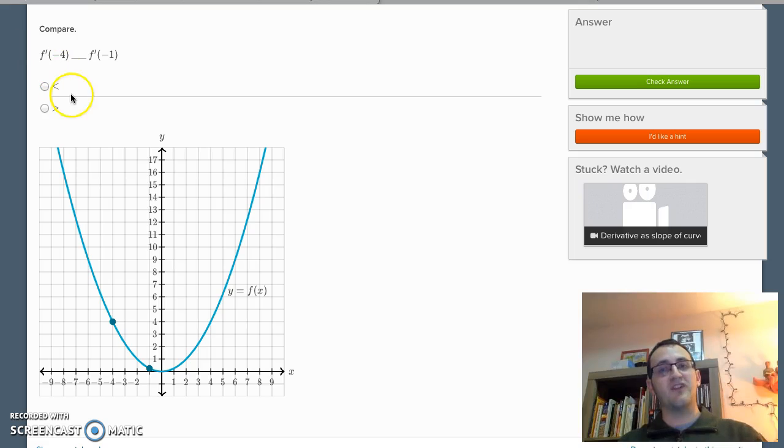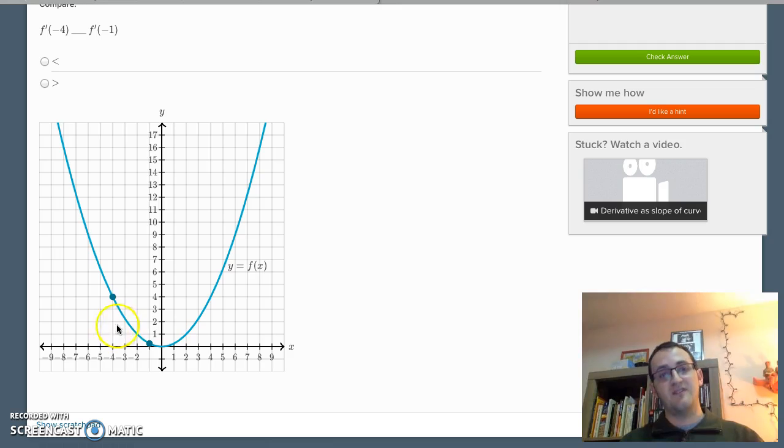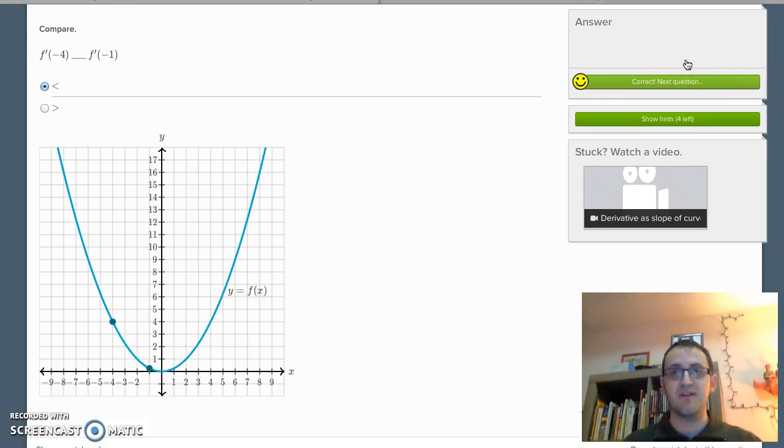Here's another type of question. This is comparing f prime of -4 and f prime of -1. So it's asking, is the graph steeper in a negative direction at -4 or -1? And it turns out that you're going to have a steeper negative slope at -4. I'm going to check my answer, and we're good.